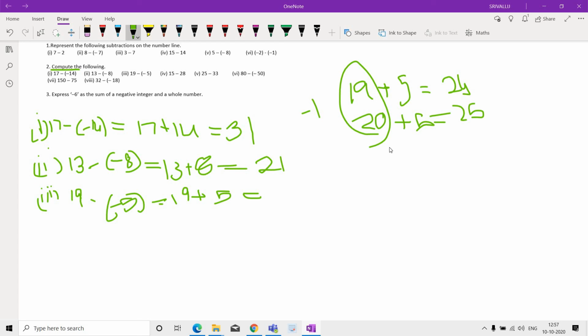So if I add 20 plus 5, I am getting 25. But the difference between 20 and 19 is 1. So I am subtracting 25 minus 1. I am getting 24. So I am taking it all round.